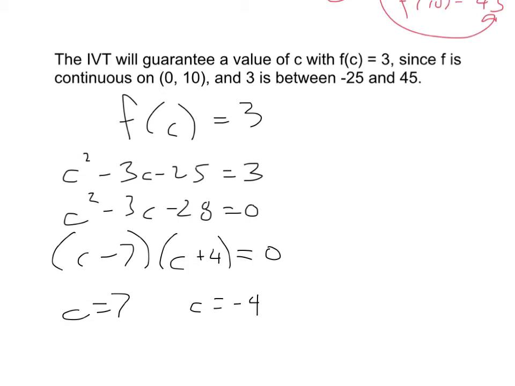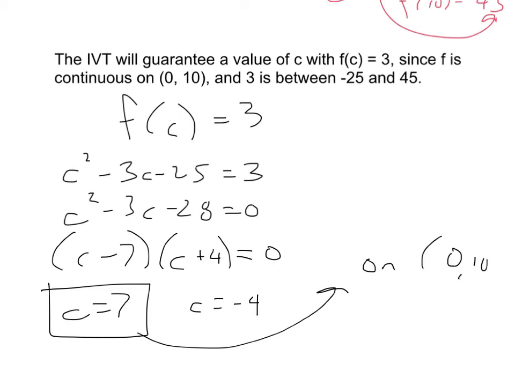Now the question is, what is the answer to the question? The answer is actually only 7, because my value of c had to be on the open interval from 0 to 10. I was only looking for values that were between 0 and 10. So while c equals negative 4 is a solution, it's not the one that would have been guaranteed by the intermediate value theorem. So when a problem asks you to find the value of c, you're effectively setting your function equal to the output and looking for the input that causes it.